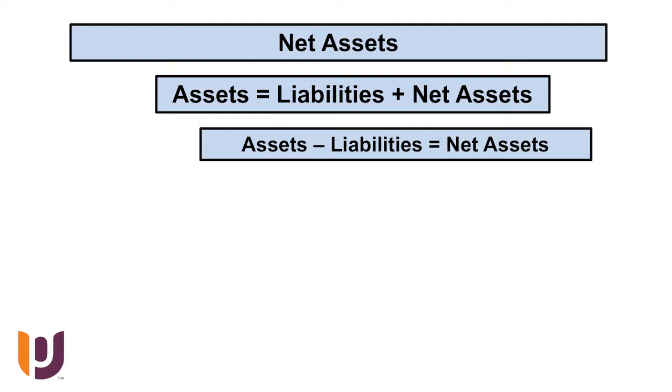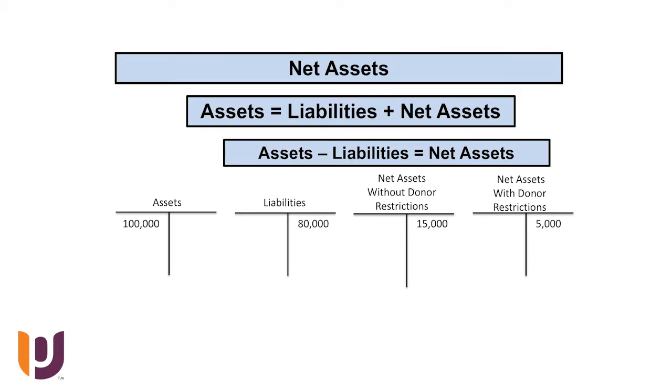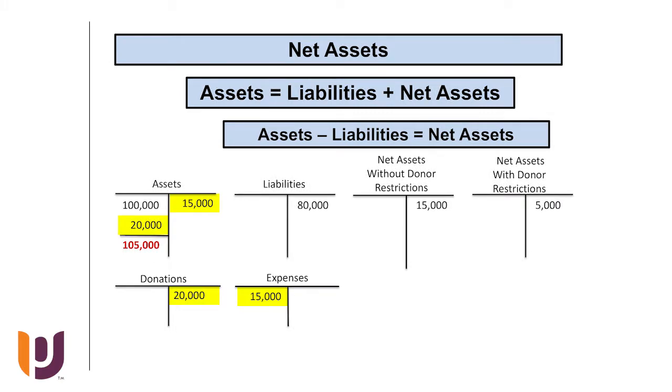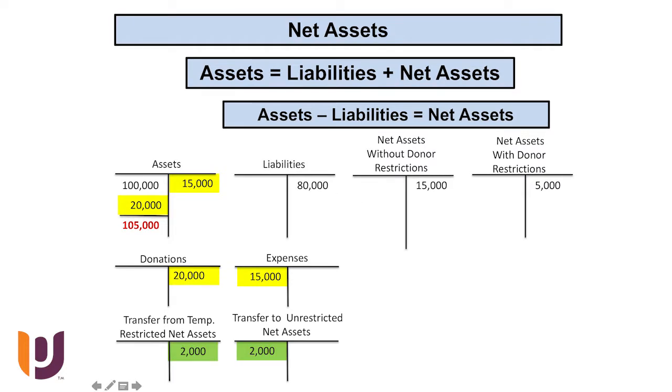I'd like to show you an example for a nonprofit. We start with assets of $100,000. Liabilities are $80,000. Net assets without restrictions are $15,000, and the net assets with restrictions are $5,000. We have donations of $20,000 and expenses of $15,000, all paid by cash. We transfer $2,000 from the restricted net assets to the unrestricted.